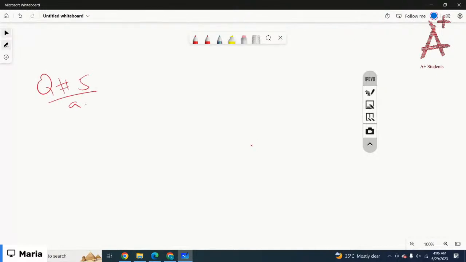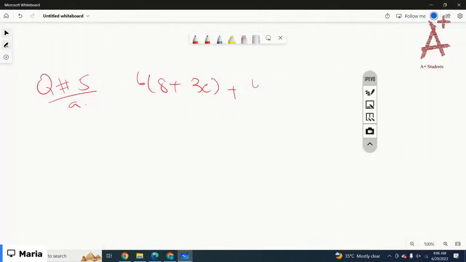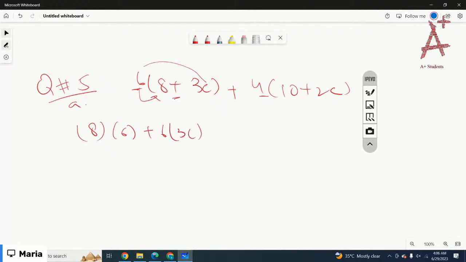Okay, so it is 6 times (8 plus 3c) plus 4 times (10 plus 2c). So let's just solve. First, you have to multiply the numbers that are outside the bracket with everything that is inside the bracket. Then you have to collect the like terms. So you have to do 6 times 8, then plus 6 times 3c. Same you have to do with this one, 4 times 10 and 4 times 2c.